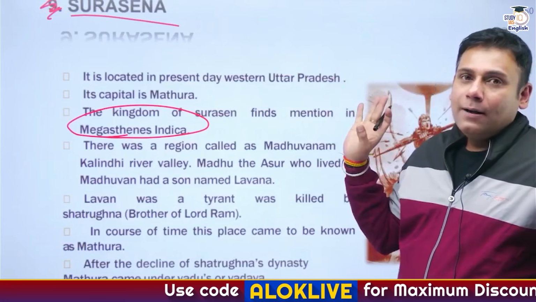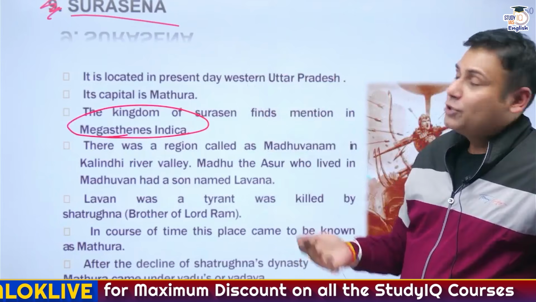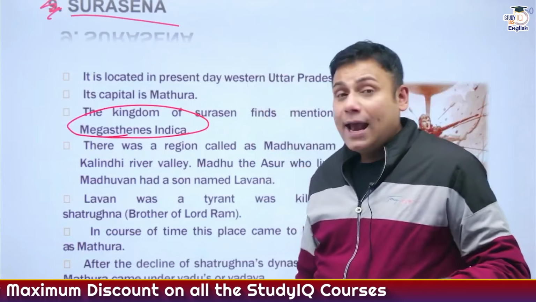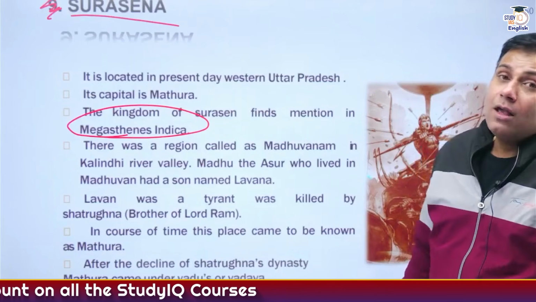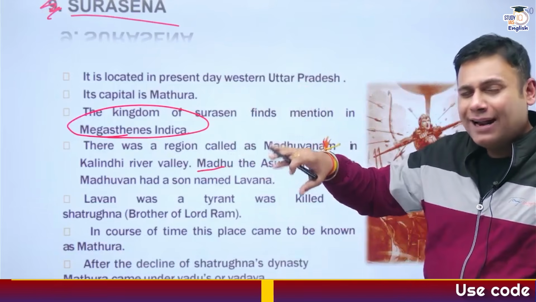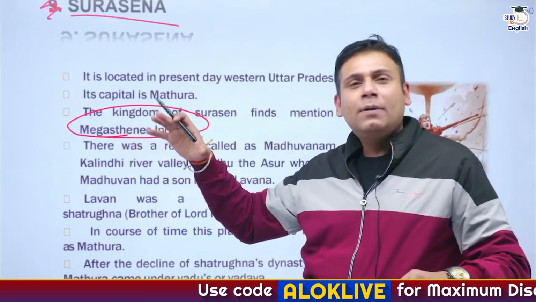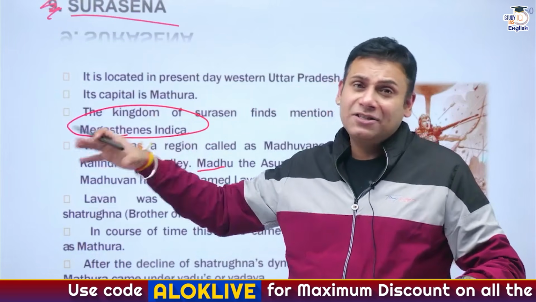It is believed that around the region of Mathura, there was a jungle, which was referred to as Madhuvanam, and it was ruled by a Rakshasa, a demon named Madhu. Now, he had a son named Lavan, and he was a tyrant. He had created havoc in that region. He had completely disturbed the seers and sages in that region.